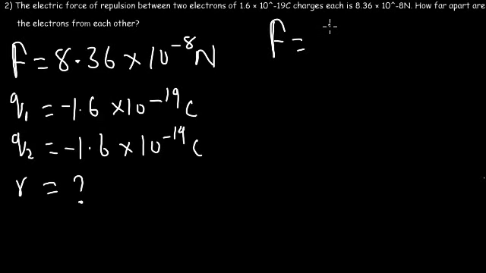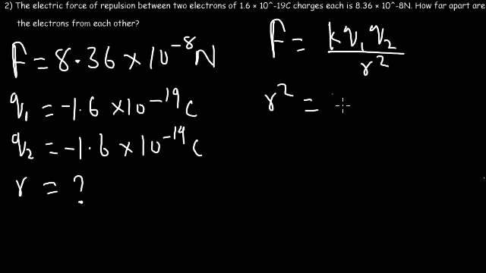We said F equals KQ1Q2 divided by R squared. So our main goal is to make R the subject of the formula. So I will cross multiply in the first place, and I should have R squared to be equals to KQ1Q2 all divided by F.